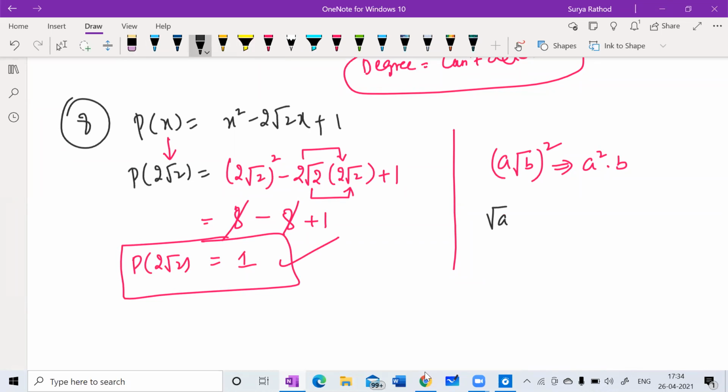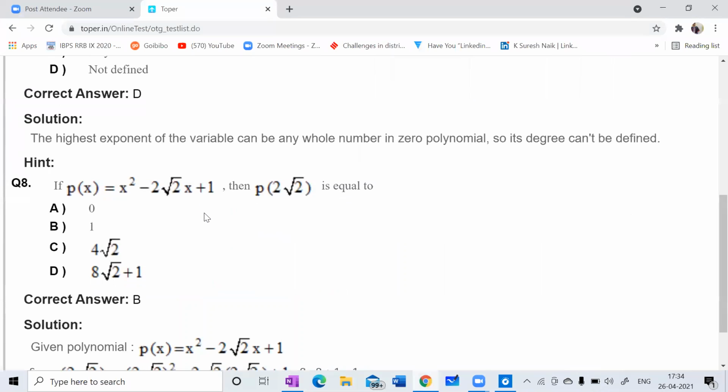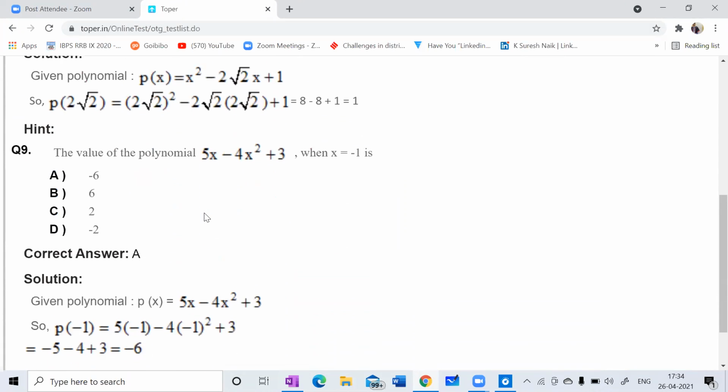You might have heard that root a into root a is root a whole square, as square and square root get cancelled and we remain with a. That's how I'm following here. So 2 root 2 into 2 root 2 is what? 8 is my answer. So the answer is 1. Which option do I have here? Option B is correct in the 8th question. Any doubts in the 8th question? Tell me yes or no.